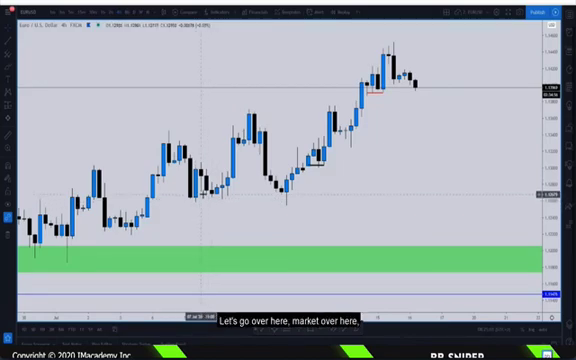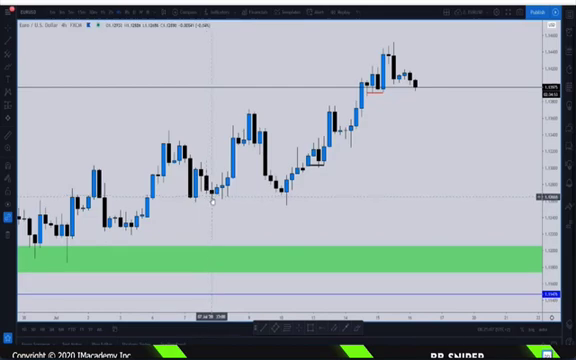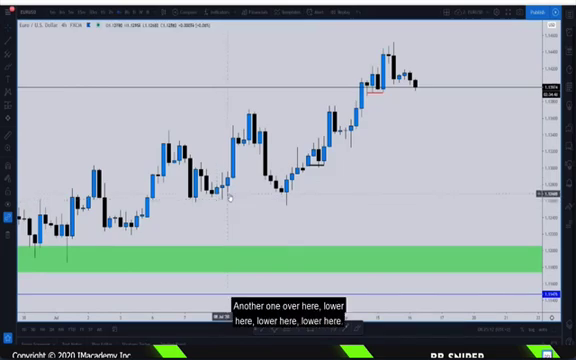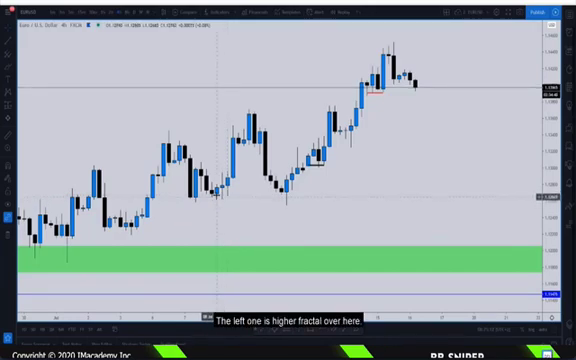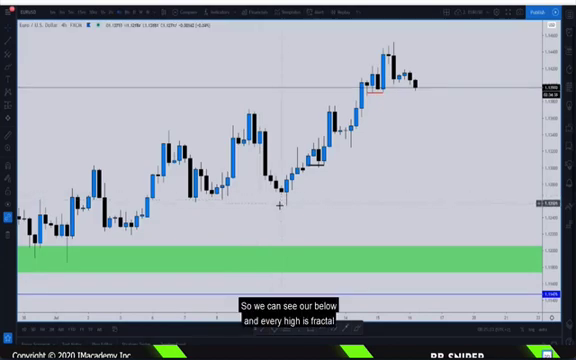Let's go over here, the market over here, we have a high, a low, and a higher low, a V shape, fractal. Another one over here, a low over here, a low over here, a low over here. The right one is higher, the left one is higher, fractal over here. Okay, so you can see every low and every high is fractal because we have those highs and those lows.